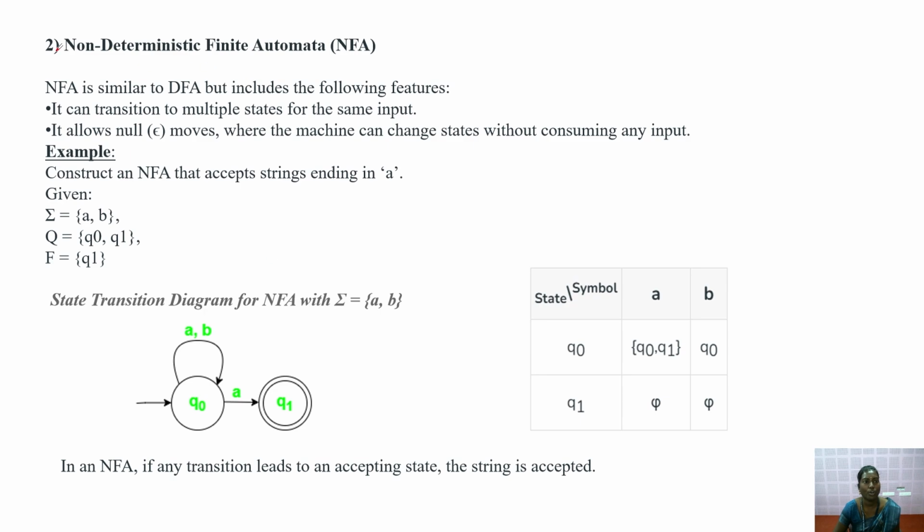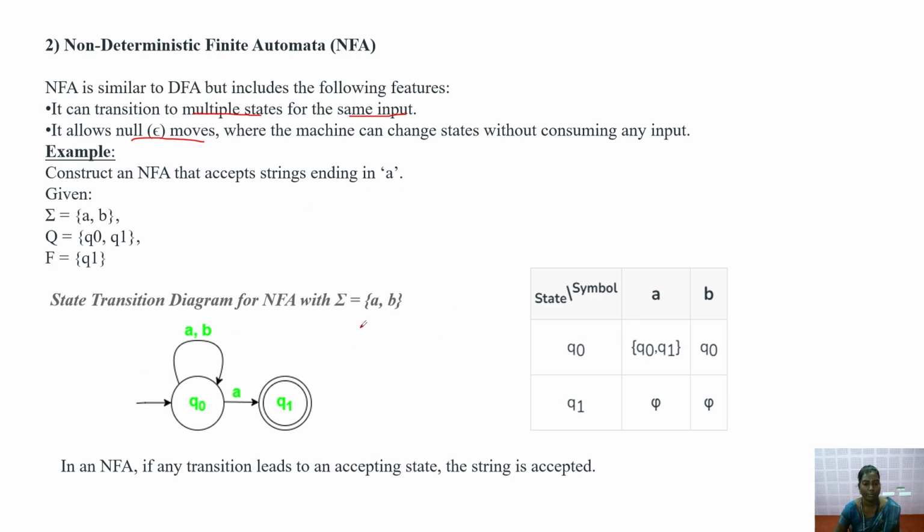Next, coming to the non-deterministic finite automata. This is also similar to the finite automata, but as I have already said, a deterministic finite automaton contains only one state transition. Here multiple state transitions will be accepted on the same input, and null moves are allowed, where a machine can change states without consuming any input. Next, with the same example, construct a non-deterministic finite automata that accepts a string ending with A.